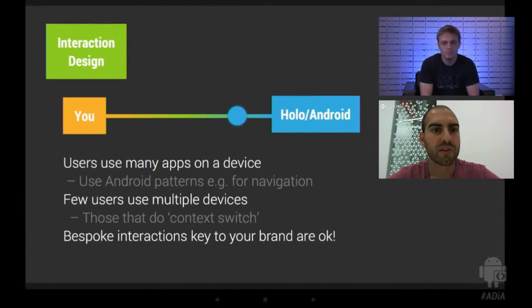So the next slice we're looking at is interaction design. Here we say that it is actually more important to get a lot closer to Holo and to the Android design patterns than to anything really bespoke. The reason being that while users might know your brand, when they're in the context of a mobile device, on my Android phone using multiple apps, it's very important that your application works the same way as the rest of those applications that are going to be used side by side. This is where interaction patterns such as navigation are really critical, so that a user instantly knows how to use your application.